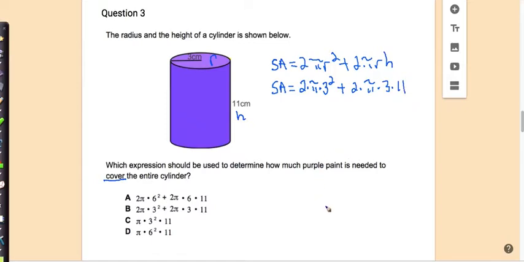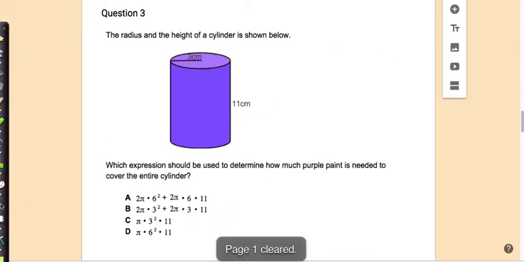Now I look at my choices. Where do I see this match? Good, choice B. So always write out the formula and then just plug the numbers in if you're picking a formula. You don't have to answer this because they don't have answers here, just the formulas. Okay, so moving on to number 4.